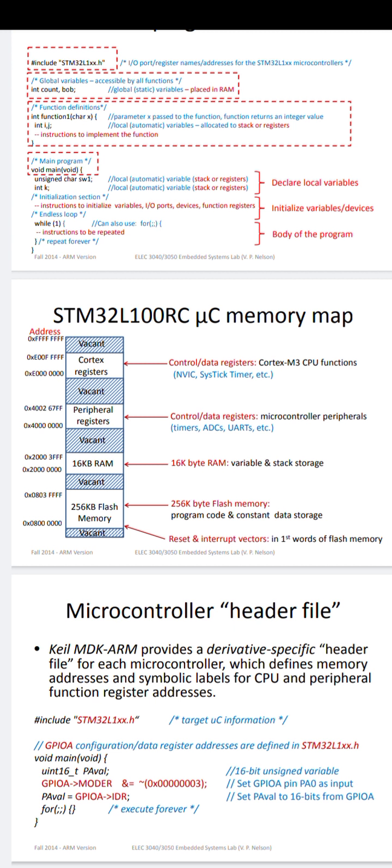Then also vacant, that is the 16 kilobyte RAM, which stores variables and stack registers. Then the peripheral registers control the timers and USART controller peripherals. This data is stored in the peripheral registers. Then next is the Cortex register. The Cortex registers hold timer programming, and any functions we can write here. This is the memory map for the AVR microcontroller.